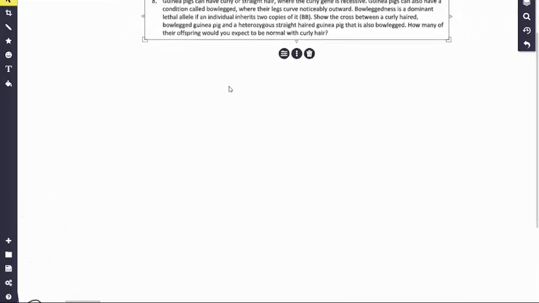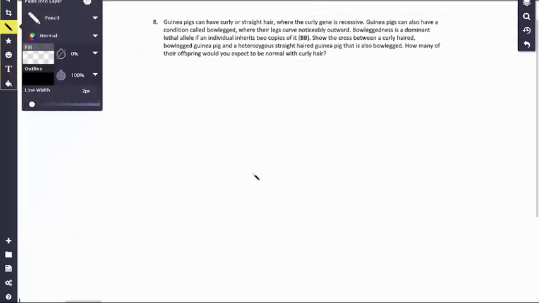Okay, let's read. Guinea pigs have curly or straight hair. The curly gene is recessive. Pigs can also have a condition called bow-legged, where their legs curve noticeably outward. Bow-leggedness is a dominant lethal allele trait if an individual inherits 2 copies of it. So when they inherit 2 copies of it, it's lethal. Show the cross between a curly, wait a minute. Okay, so that's right. So a curly hair.